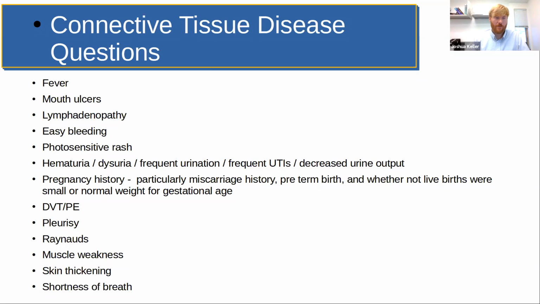Pleurisy. So any episodes of chest pain with a deep breath or a cough, but otherwise not having a ton of chest pain. The Raynaud's, muscle weakness, because you can have a lot of overlap, even if they have lupus, they can have some component of myositis. They don't have to have polymyositis or dermatomyositis to have manifestations of myositis. And then skin thickening and sclerodactyly for scleroderma. Shortness of breath, of course, you can have ILD with a lot of these diseases as well.